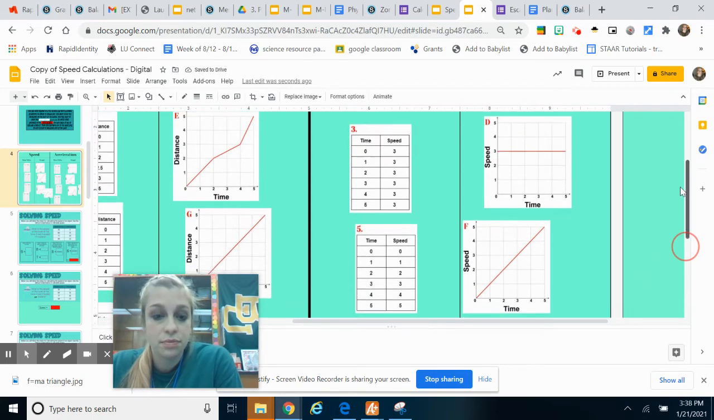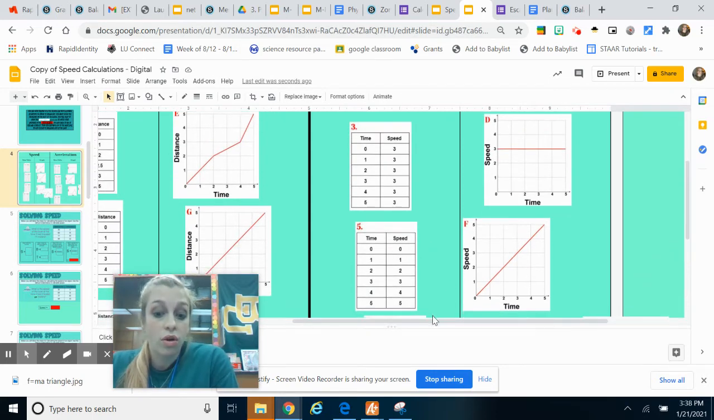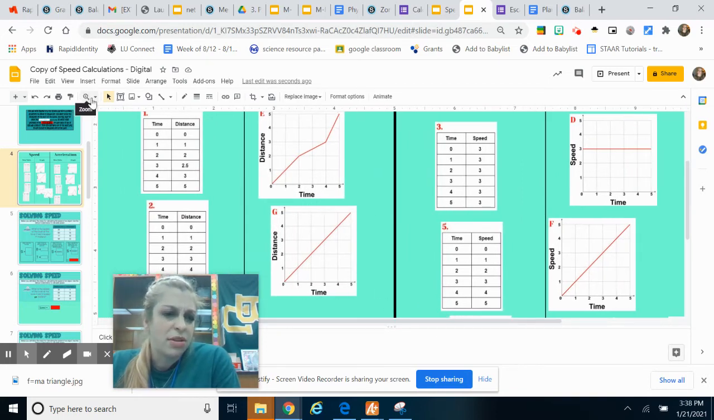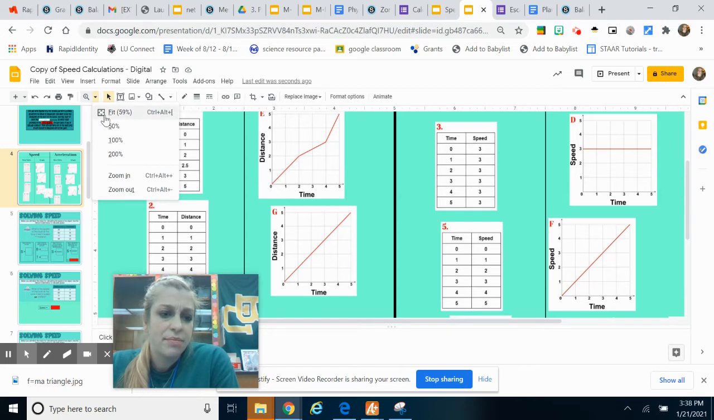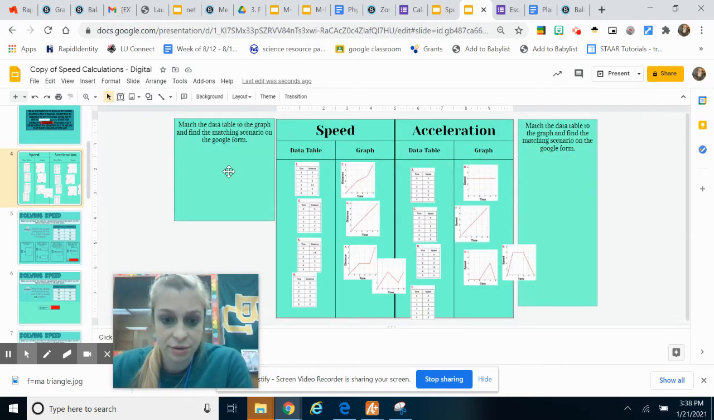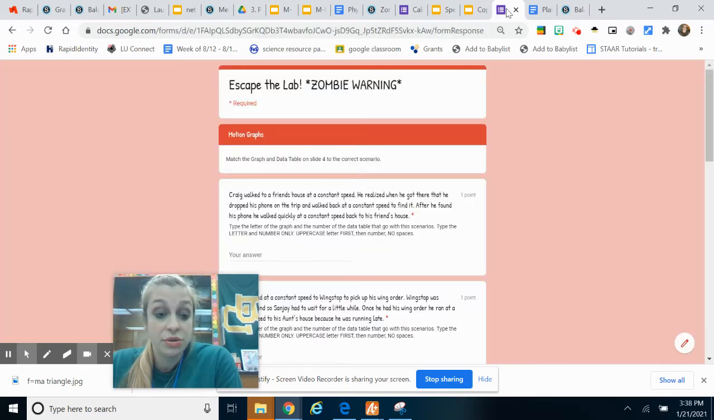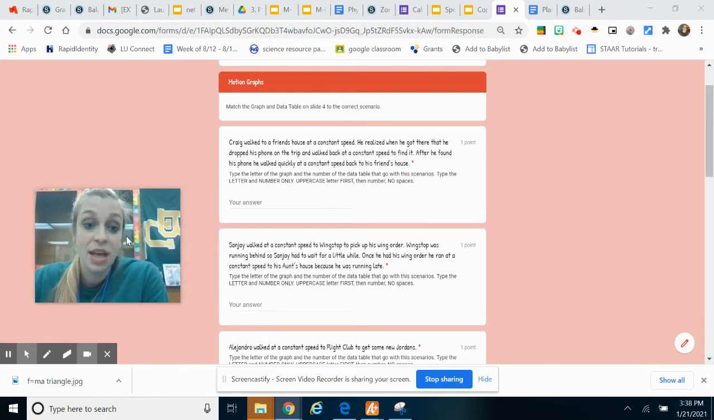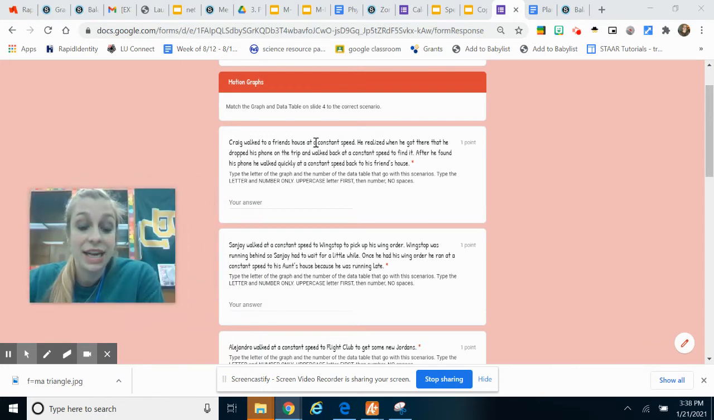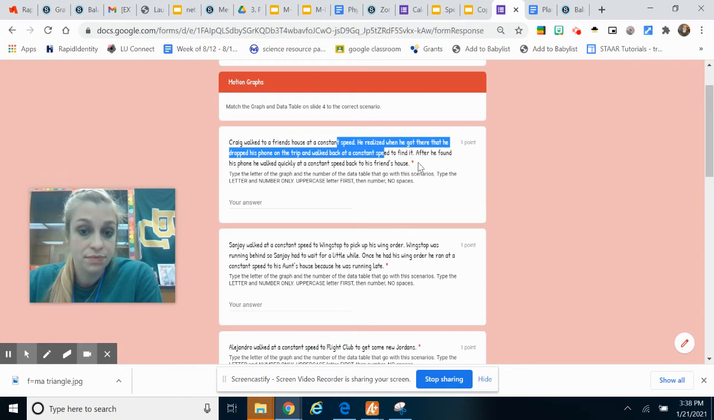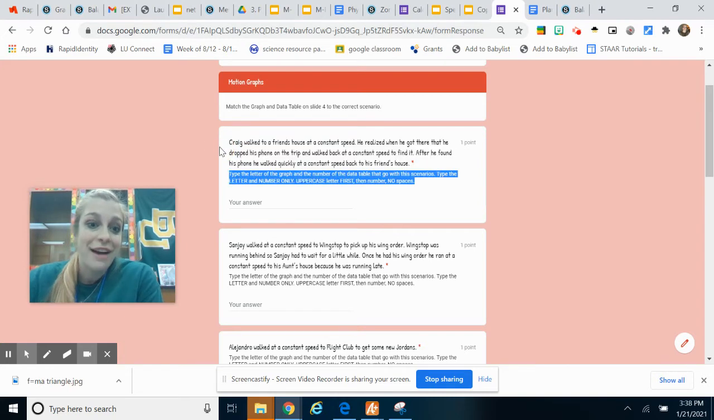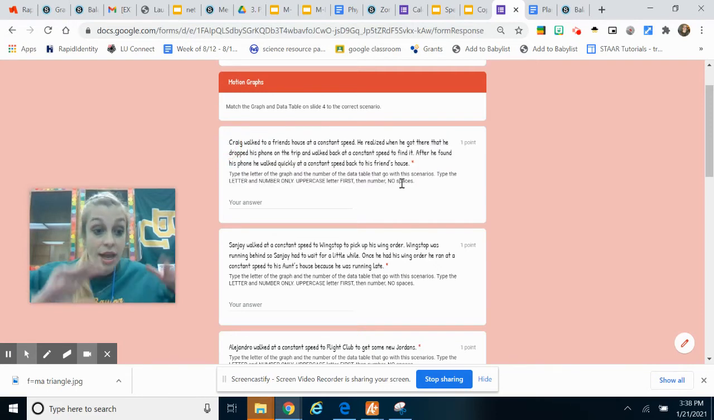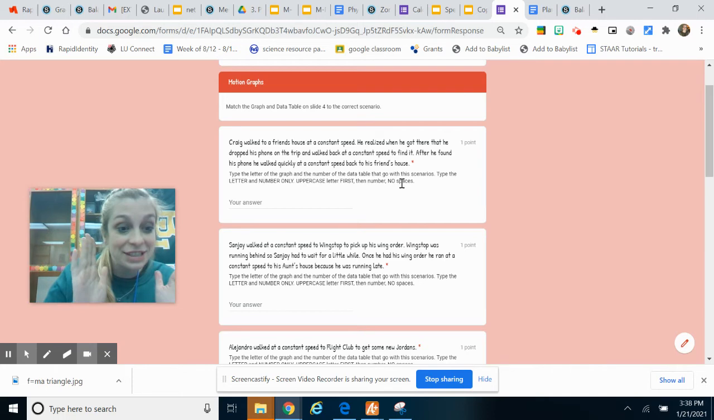All right, so once I have sorted all the graphs with the data tables, I might zoom out a little bit after that so that I can see the whole picture. Then you're going to go to the Google Forms. Now, we're going to get tricky on you again. You are going to have to match a scenario, the part that's written in bold, to a graph and a data table, really just to the graph. You can do that.